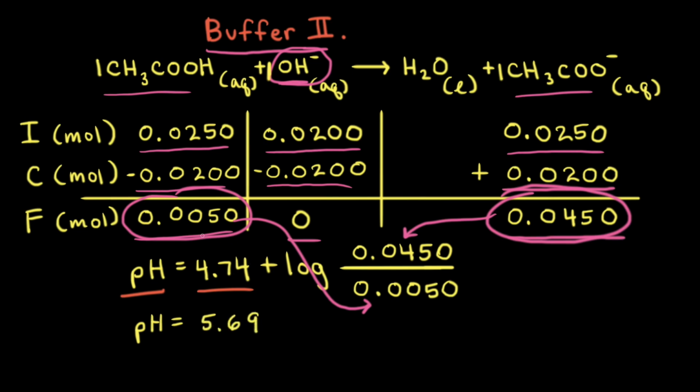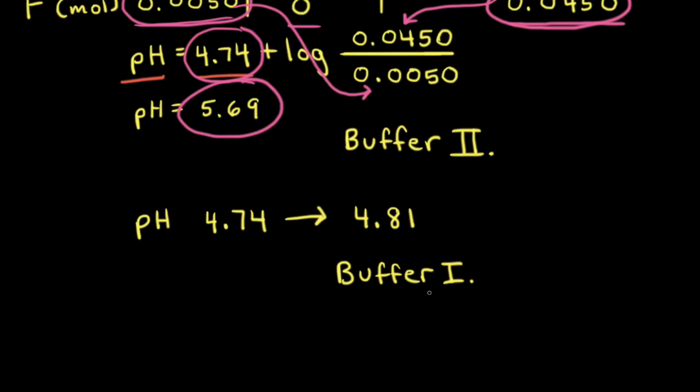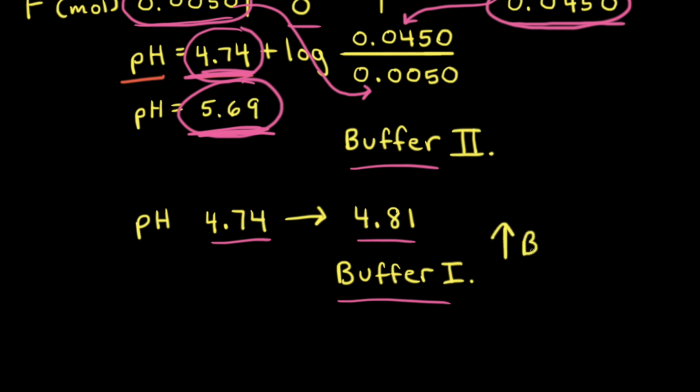5.69. So buffer solution 2 started at a pH of 4.74, and after the addition of the hydroxide anions, the pH rose to 5.69. That's a relatively large increase in the pH of the solution. So going back to buffer solution 1, the initial pH was 4.74 and the pH rose to 4.81 upon the addition of the base. For buffer solution 2, we started at 4.74 and the pH rose to 5.69. Therefore, buffer solution 1 had a higher capacity to neutralize the added base. And so we say that buffer solution 1 has the higher buffer capacity.